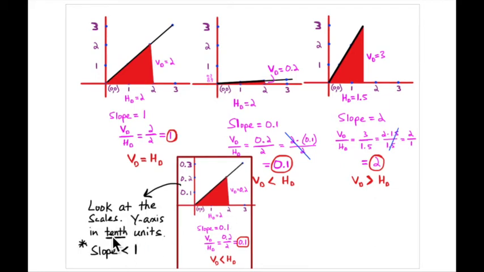The y-axis is in tenths units. So in this case, the slope is much less than 1, even though this graph looks very much like this graph up here where the slope is 1. So the point of this activity is to pay attention to the size of the units on the scales, and also to understand when the slope is equal to, less than, or greater than 1.